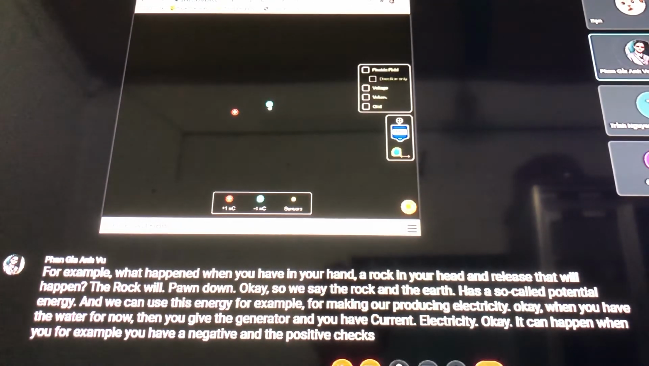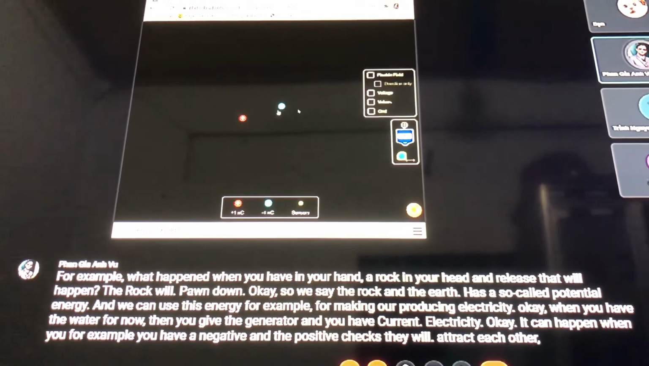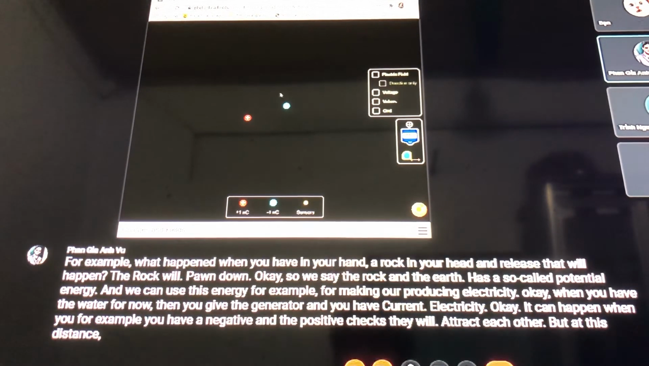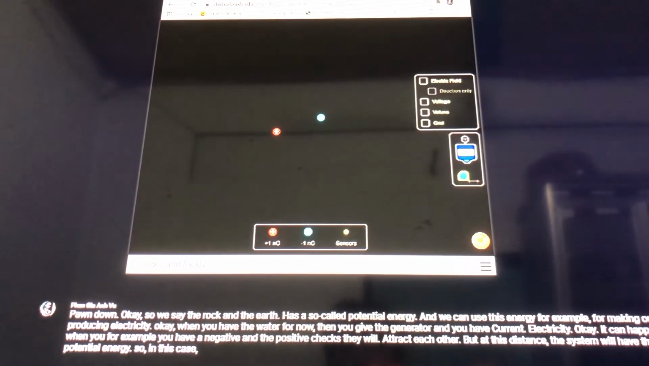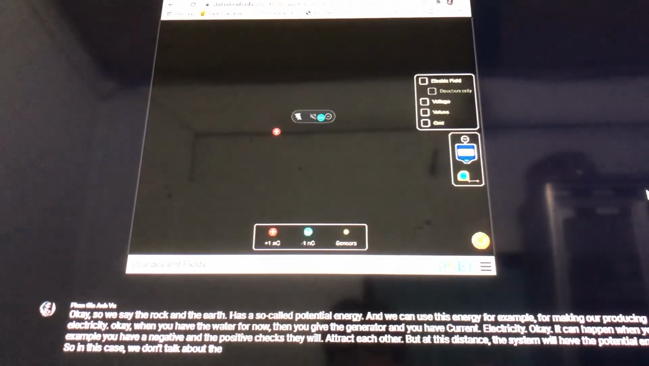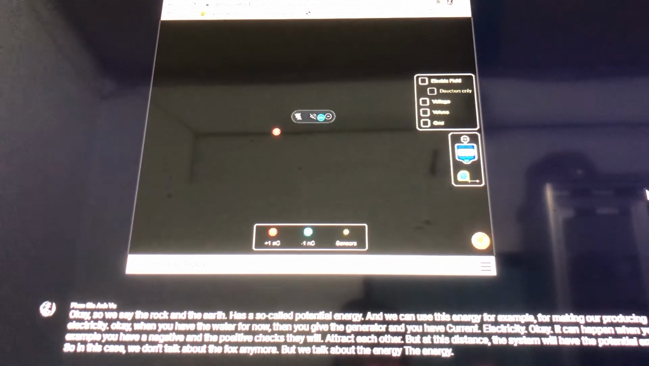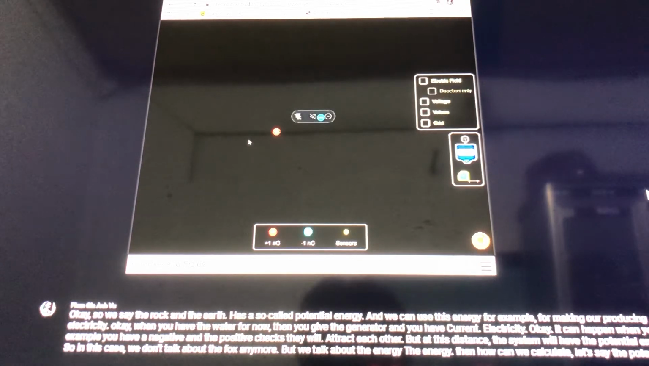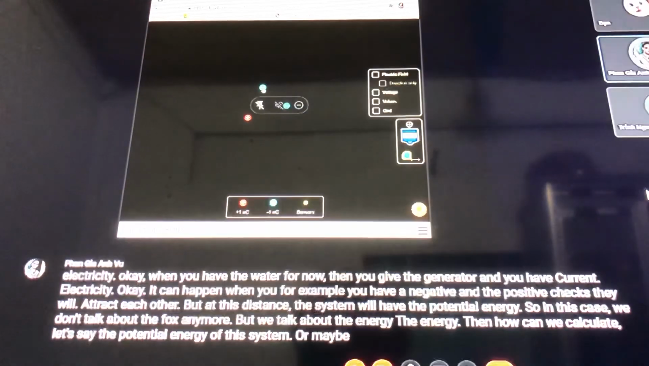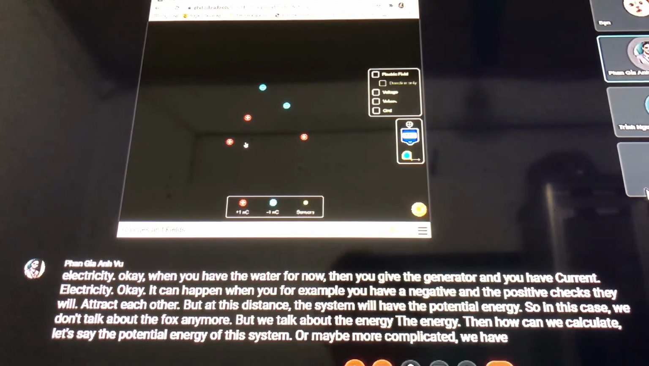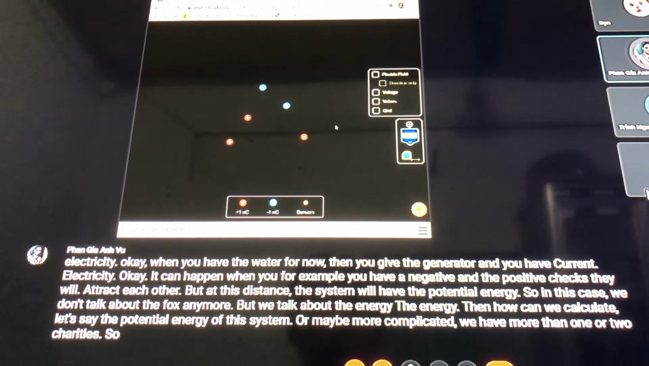It can happen when you, for example, have a negative and a positive charge. They will attract each other. But at this distance, the system will have potential energy. So in this case, we don't talk about the force anymore, but we talk about the energy. Then how can we calculate the potential energy of this system? Or maybe more complicated, we have more than two charges. So what is the potential energy of this system of charges?